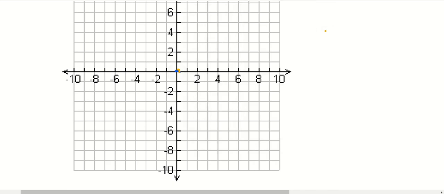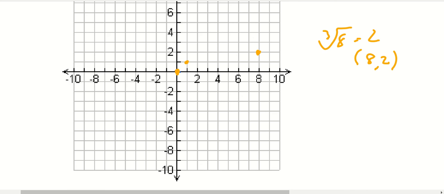So my parent function, we have 0, 0. The cube root of 1 is 1. And then the next value to get an exact value out of would be the cube root of 8. The cube root of 8 is actually equal to 2. So that produces the ordered pair 8, 2.